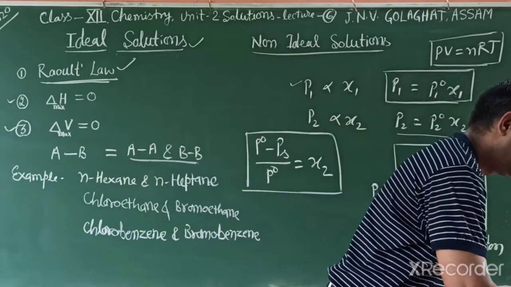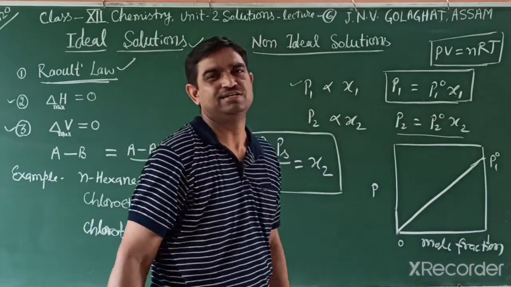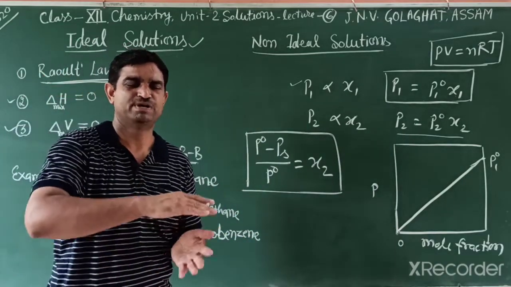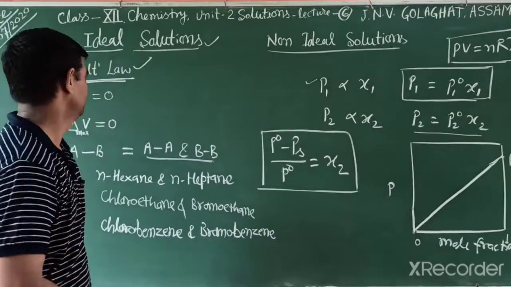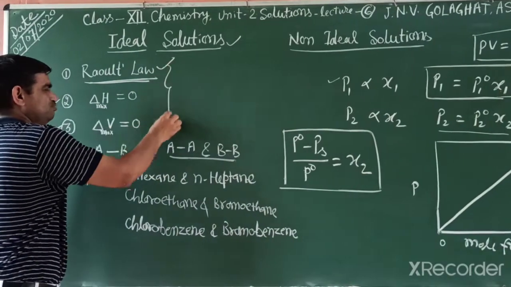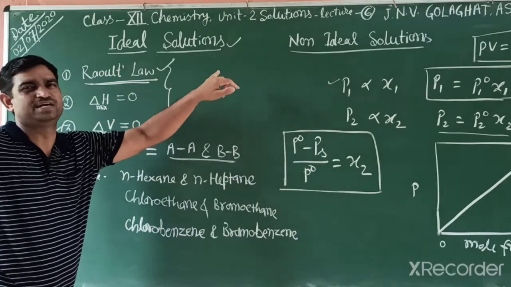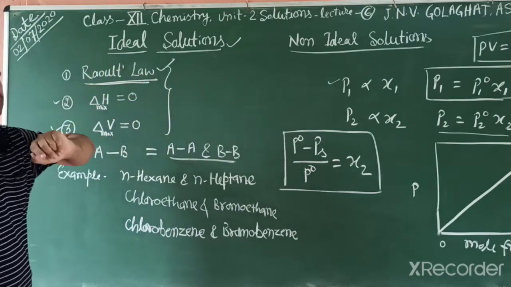So students, you can understand what ideal solutions are. There are very few ideal solutions, and making an ideal solution is very difficult. So we have to follow these three conditions. First, those solutions follow Raoult's law over the entire range of concentration.